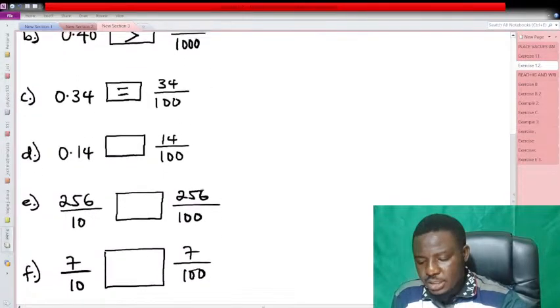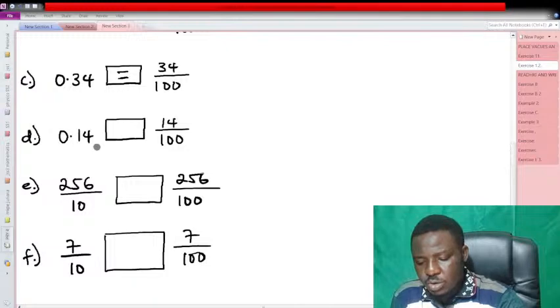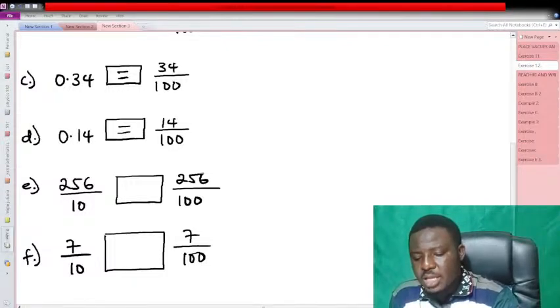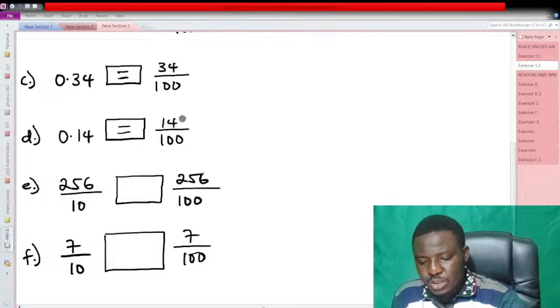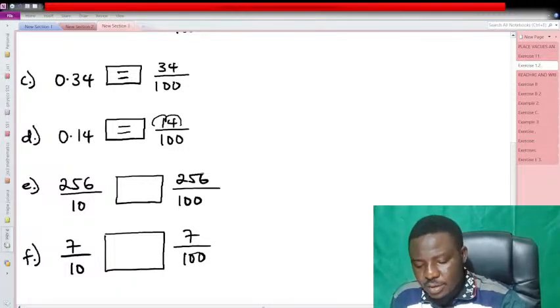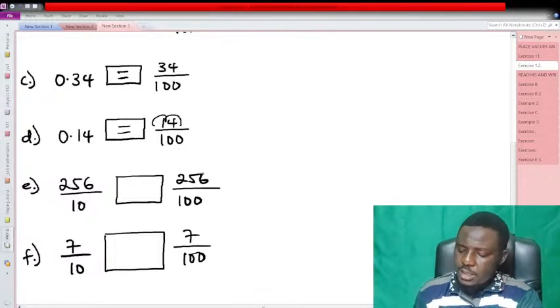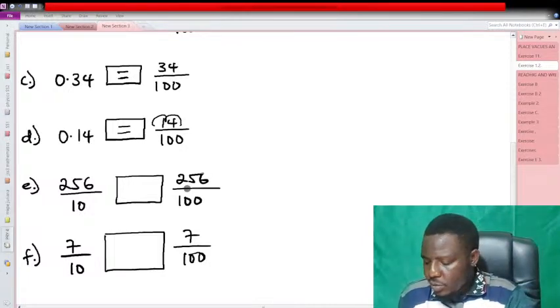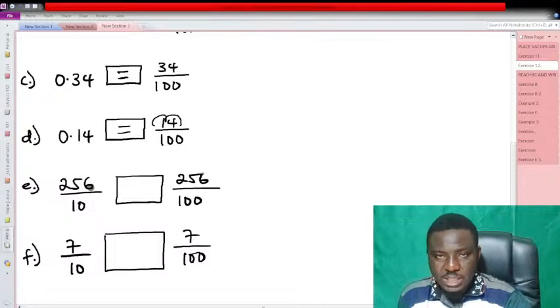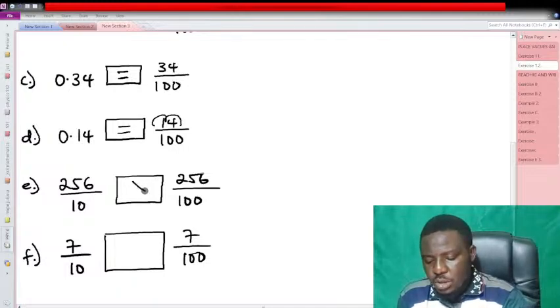Number 4, that's D. This is of the hundredths, this is also of the hundredths, so they are said to be equal. Because when you express this in decimal, this becomes 0.14, which is the same thing as what you have on the left-hand side. 256 divided by 10 as compared to 256 divided by 100. So 256 divided by 10 will give you 25.6, while 256 divided by 100 will give you 2.56. So this is greater.